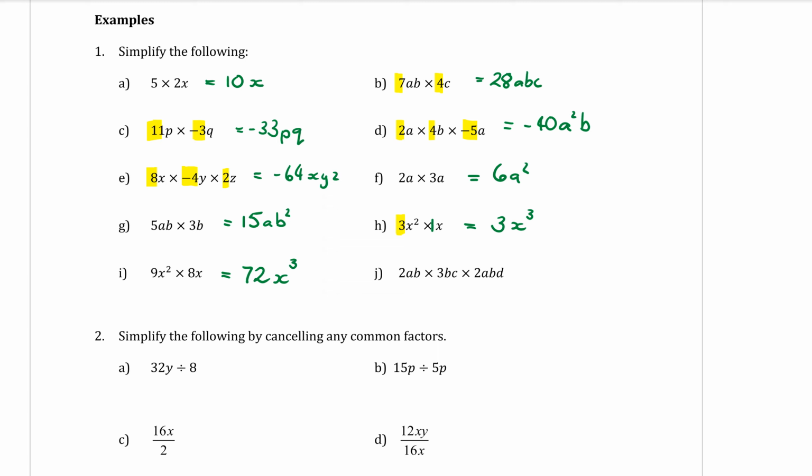And one last multiplication question. 2ab times 3bc times 2abd. First of all, the numbers. Just do one bit at a time. Numbers first. 2 times 3 times 2. 2 times 3 is 6. And 6 times 2 is 12. That's right. 12.